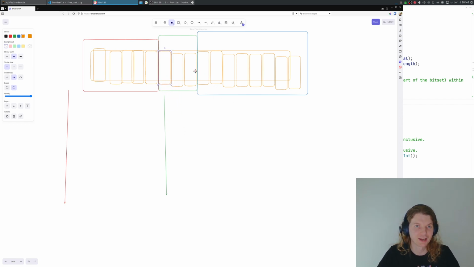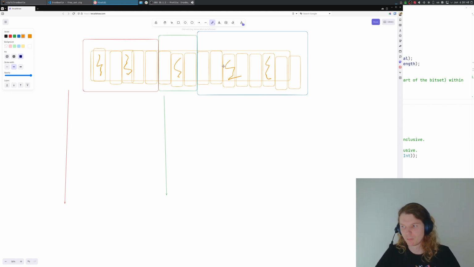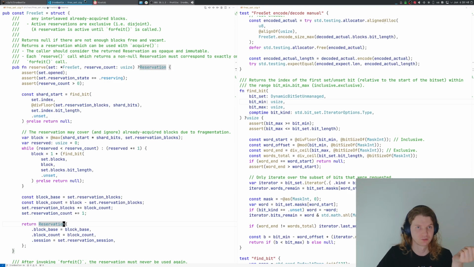subsections of our grid. And again, it's important to remember that not all of these blocks are guaranteed to be free. So this one might be filled, this one might be filled, this one might be filled. So there's some free, some filled, but the invariant is that each reservation has at least the amount of free blocks that was requested.